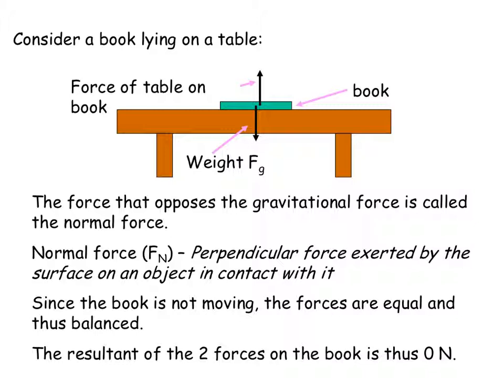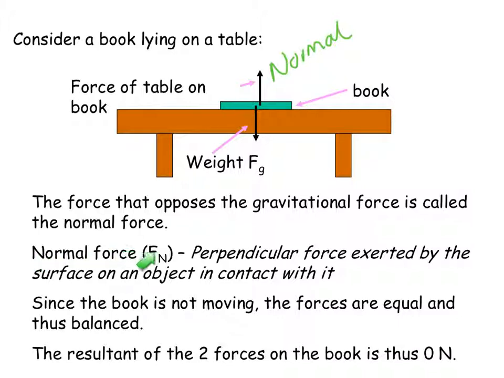So if we're looking at a book lying on a table, it's got a gravitational force acting downwards, weight, and it has the force of the table, or the normal force. Remember, in the last video we called that the normal force. It acts at 90 degrees to the surface. The force that opposes the gravitational force by an object is going to be the normal force. In other words, that's the reason the book stands still. Otherwise the book would just go straight through the table.